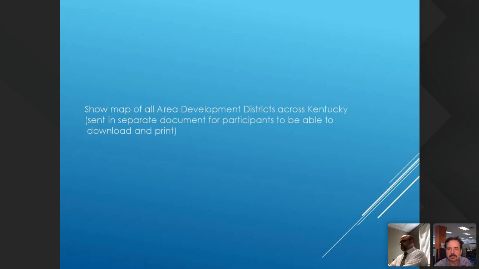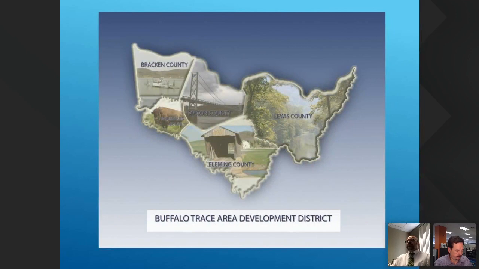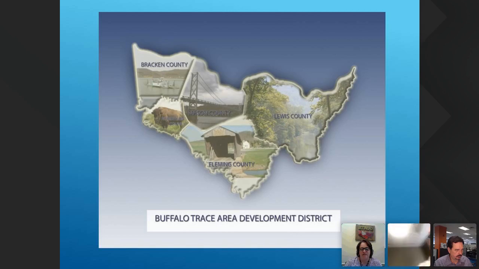So, of course, I represent the Buffalo Trace Area Development District in the northeastern part of the state, and a lot of us carry loan specialists and loan officers in-house to actually run our programs as well. So showing you, these are the 5 counties that the Buffalo Trace Area Development District serves. But again, there are 11 of the 15 across the Commonwealth that have these programs as well. We cover the counties of Bracken, Fleming, Lewis, Mason, and Robertson, and have loans in all of the counties that we serve.